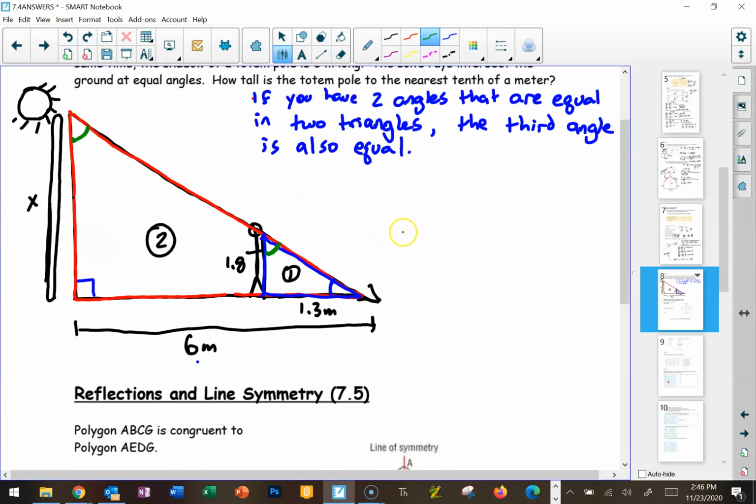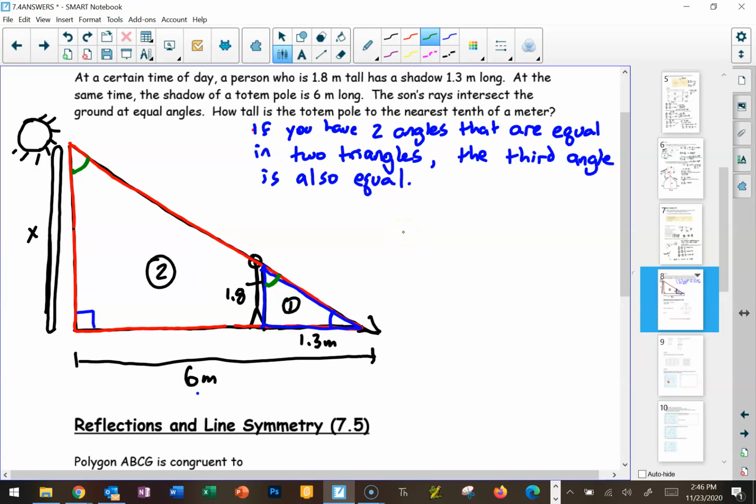So what do we need to do? We know that these two triangles are similar. What we need to do is figure out x based on what we know about triangle 1. We have enough information to do that. We just need to find out what the scale factor is. The scale factor of these two triangles is always equal to a side from the new version over a side from the original version. In this case, you just have to pick which one you want to be the new and which one you want to be the original.